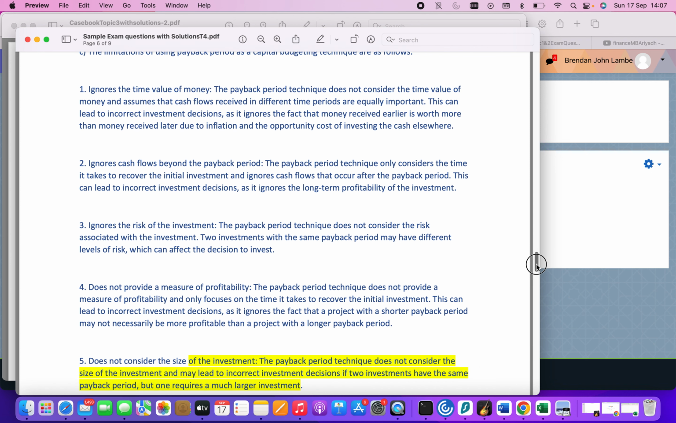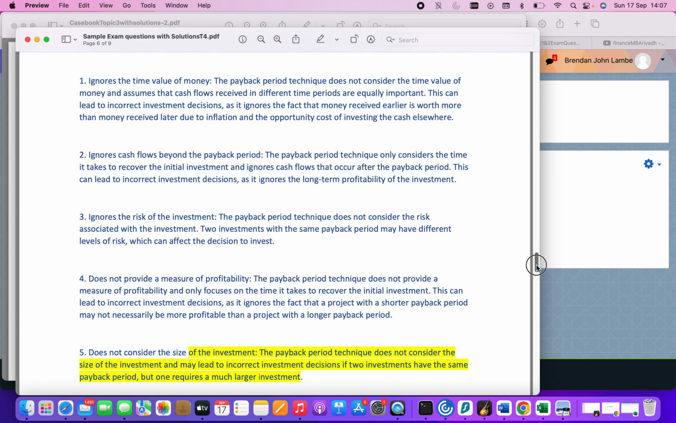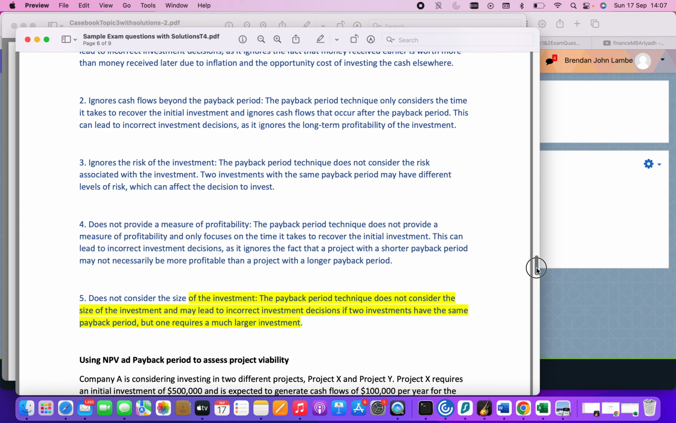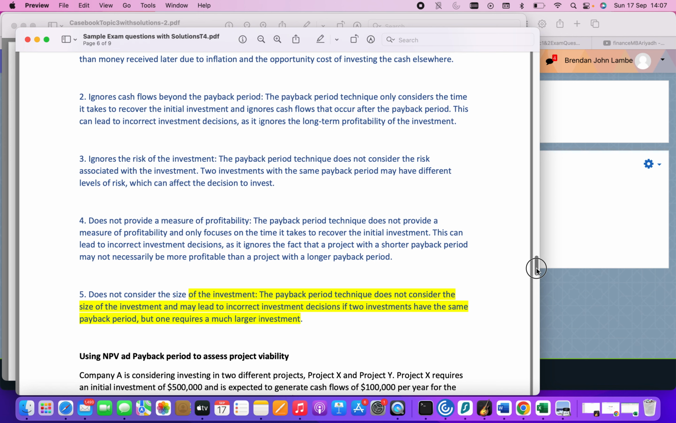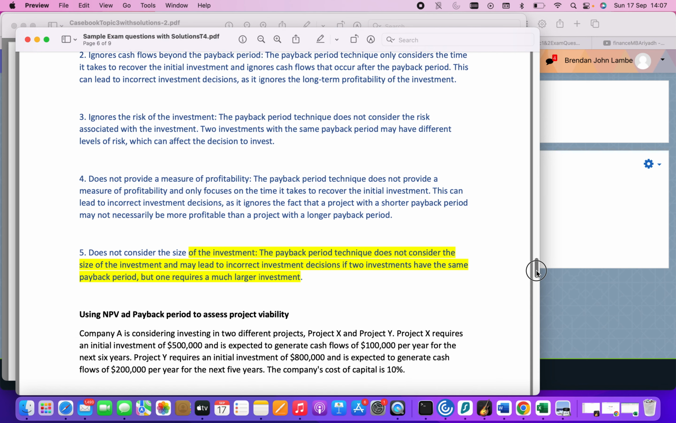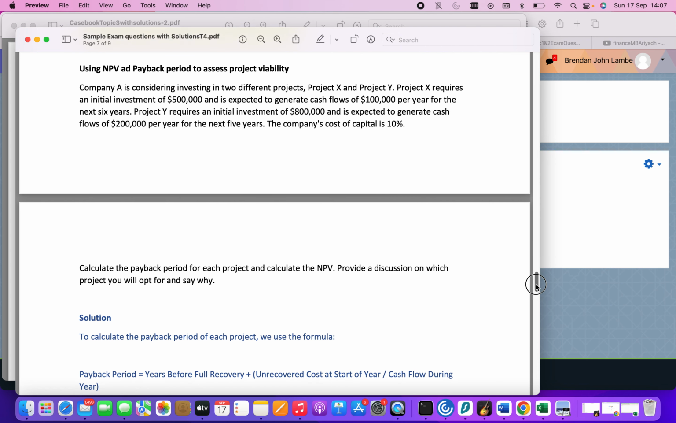Time value of money, remember, it considers the risk of the investment. It doesn't give you a measure of profitability. Okay, so that's problematic too. And there's no size of the investment. There's no way to consider the size of the investment.